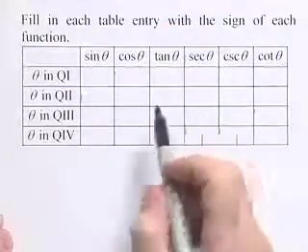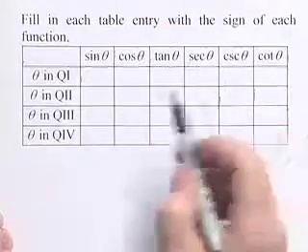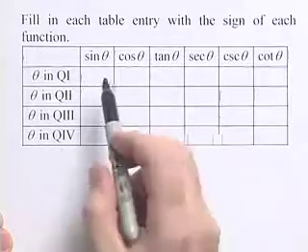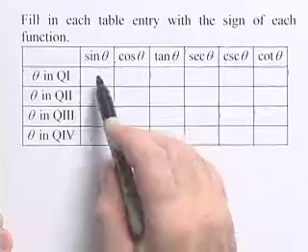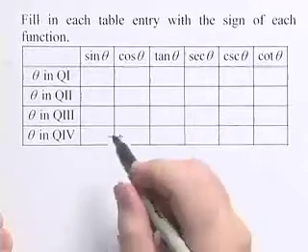For this problem, we're going to review the sign of the value of the trigonometric functions in each of the four quadrants. We've got a table. We've got our 6 trigonometric functions, and we've got our 4 quadrants. And we just want to fill in the table, each one of these with a plus or minus, indicating the sign of the trig function in that quadrant.